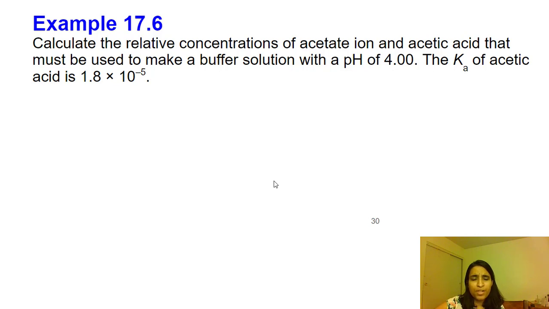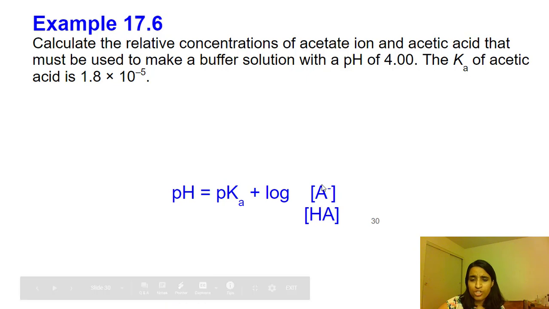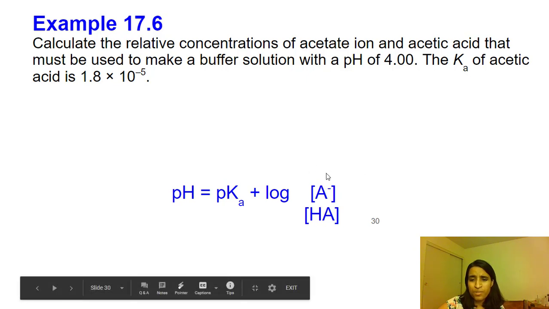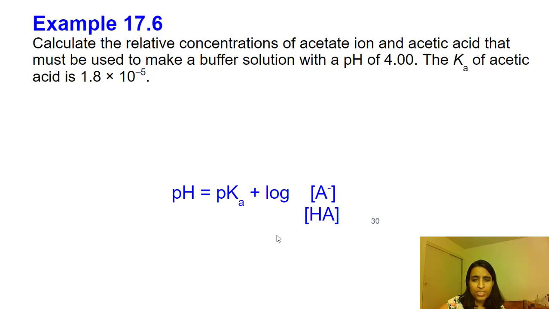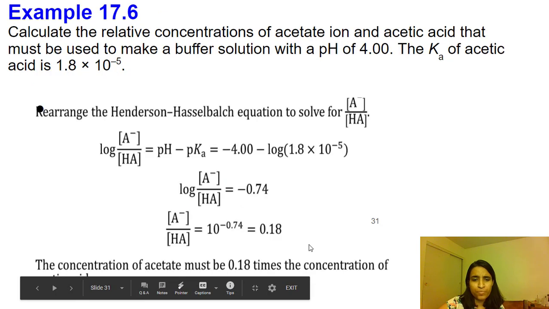So here's another example. Calculate the relative concentrations of acetate ion and acetic acid used to make a buffer solution with a pH of 4. Ka is given. So this is the Henderson-Hasselbalch equation. We have the pH, we have Ka, so we have to convert it to pKa, and we are asked what is the ratio, or what's the concentration of one in terms of the other. So we pretty much have to find this. We have to get everything else on one side and this on the other side. So go ahead and pause the video and try that.